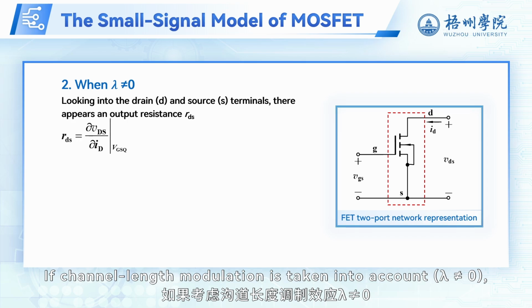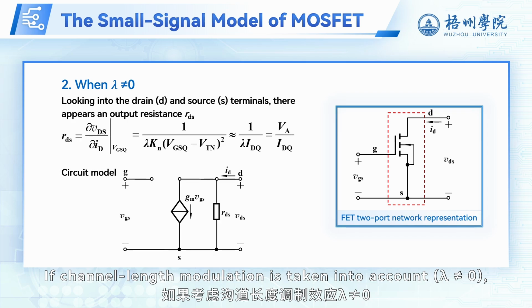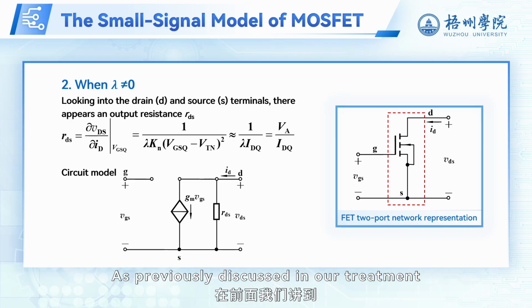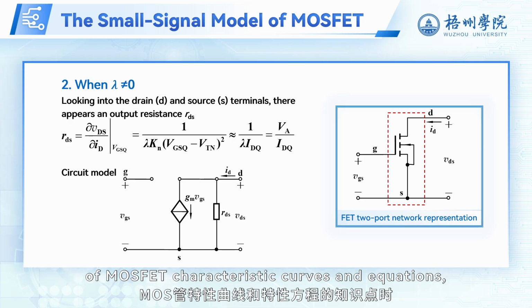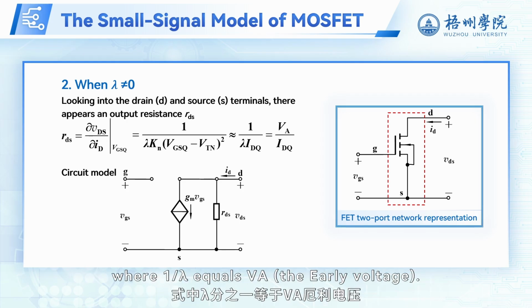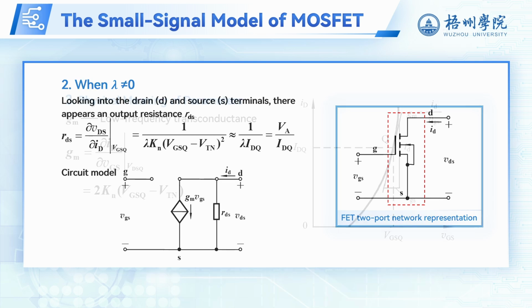If channel length modulation is taken into account, lambda is not equal to 0, then an output resistance r_ds appears at the output port. As previously discussed in our treatment of MOSFET characteristic curves and equations, this resistance can be calculated, where 1 over lambda equals V_A, the Early voltage.